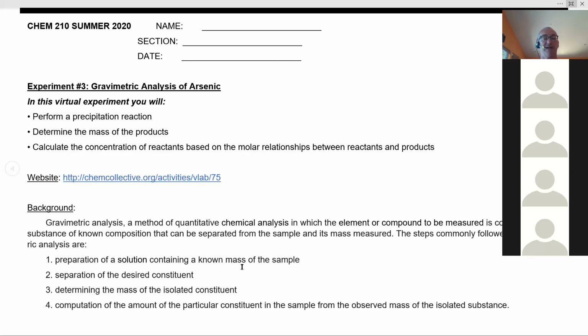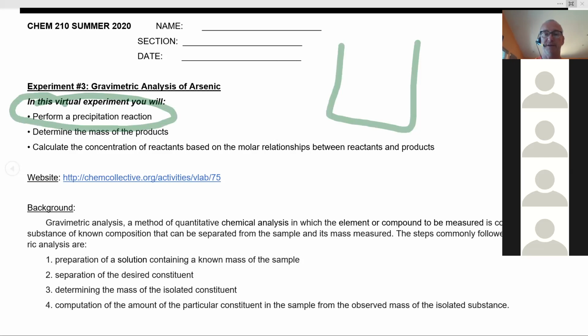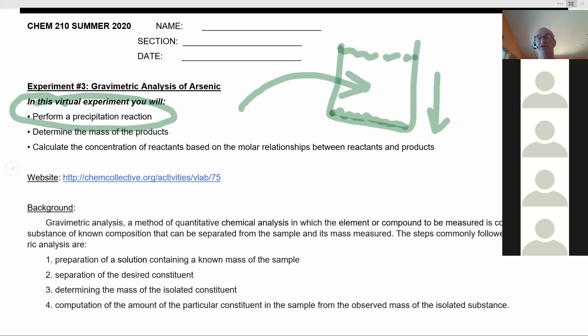Okay? So today, let me get my annotations ready. We are going to do a couple of different things. We're going to perform a precipitation reaction. Just like I said, we're going to have arsenic in our solution, and we're going to add something to it that causes the arsenic to fall out and form a solid on the bottom. We'll measure the mass of the solid, and from the mass of the solid, using stoichiometry.